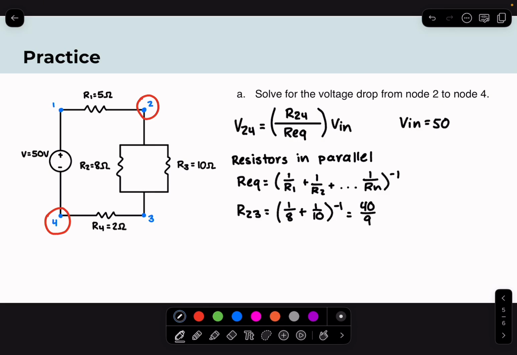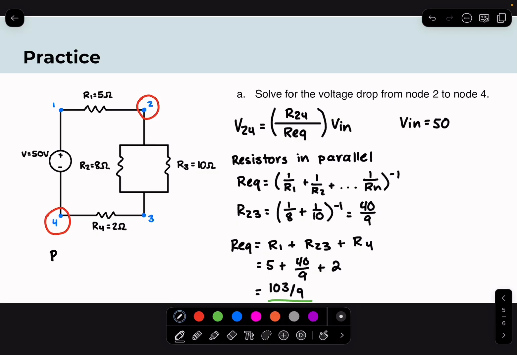And now the equivalent circuit, you can kind of just sum all the other resistances because now they're in series. So R equivalent is going to be equal to R1 plus R23 plus R4, which is equal to 5 plus 40 over 9 plus 2. Plugging that in, you get, in fractions, 103 over 9. So that's one of the terms we need.